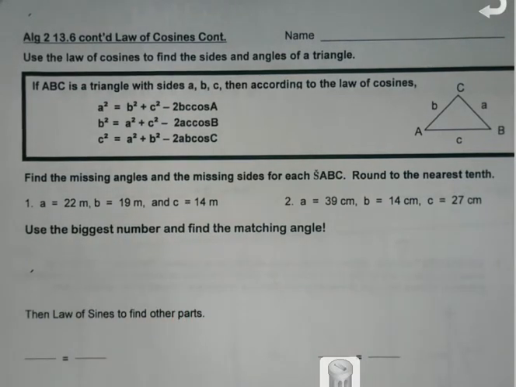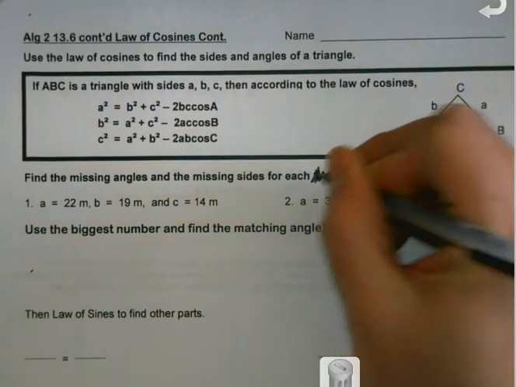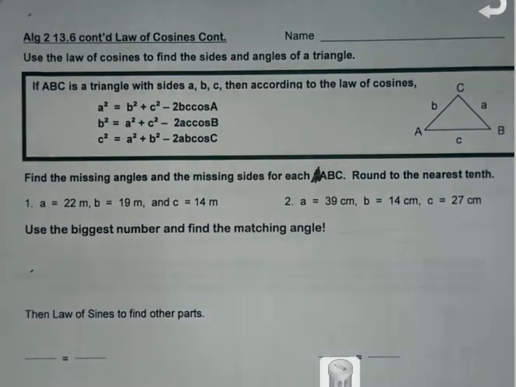Here's the part that gets tricky, though, and the part that's not a big favorite of people when we do these. Because we talked a little bit on Friday, once you use the law of cosines, then you'd use the smallest side with the law of sines.